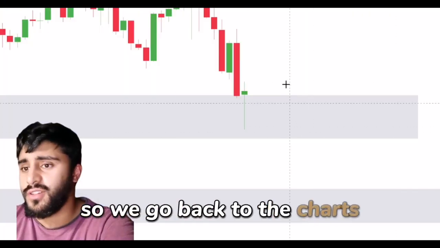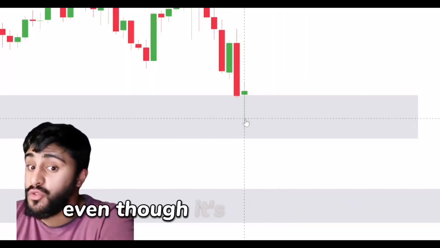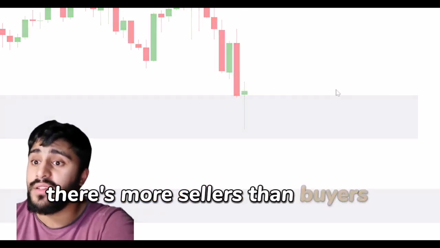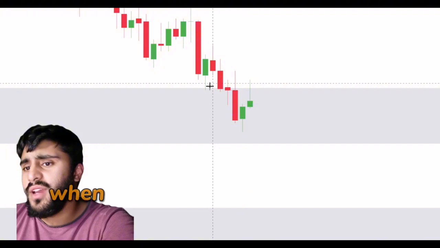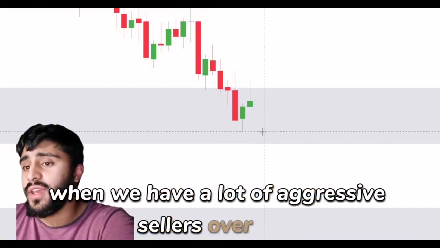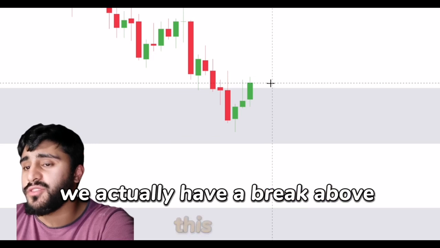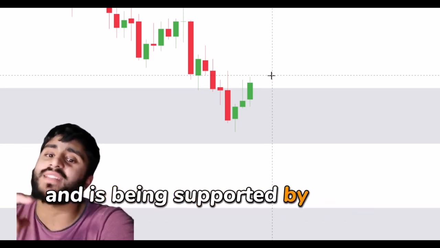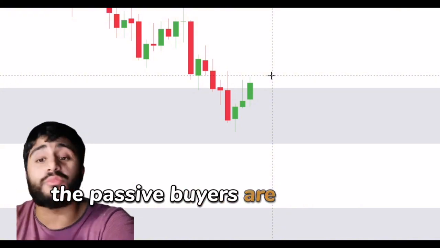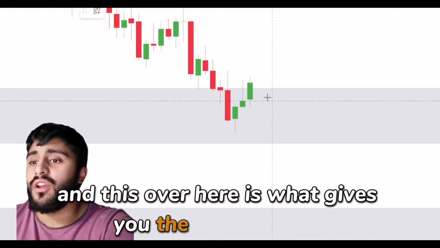So if we go back to the charts now, we've established in this 5 minute candle, there's a lot of aggressive sellers. Even though it's a green candle, there's more aggressive sellers than buyers, sorry. So once we have that in place, when we have a lot of aggressive sellers over here, but price can't break through this zone, we actually have a break above this zone. This tells us the zone is strong and it's being supported by passive buyers. The passive buyers are absorbing the aggressive sellers, and this over here is what gives you the long position, right?